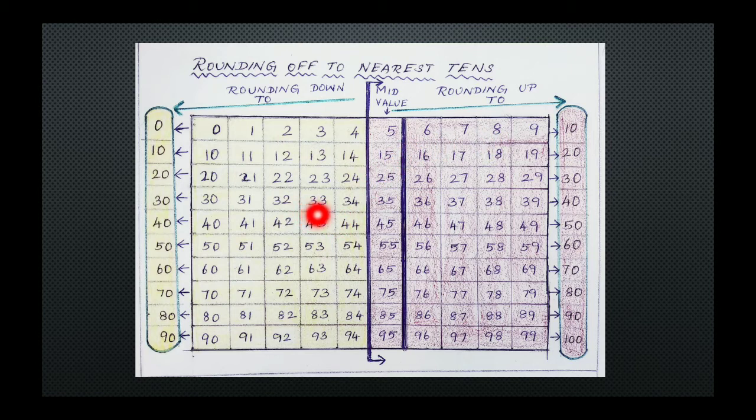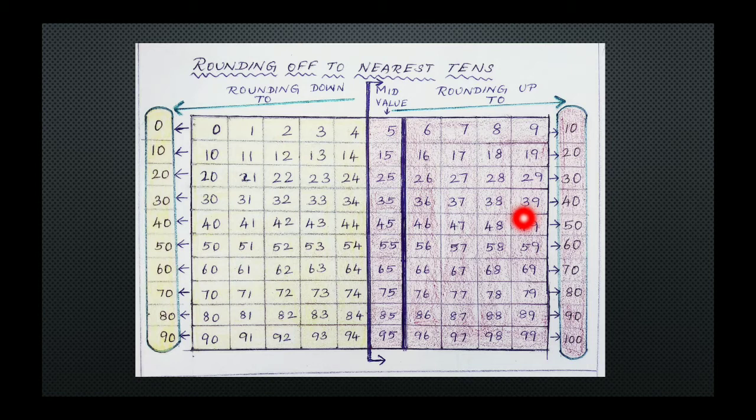33. 33 lies between 30 and 40. 35 is the mid value of 30 and 40. 33 is less than 35. So we round down 33 to 30. We are rounding off, but we say this as rounding down to the least value. What about 39? It is very clear it is closer to 40.